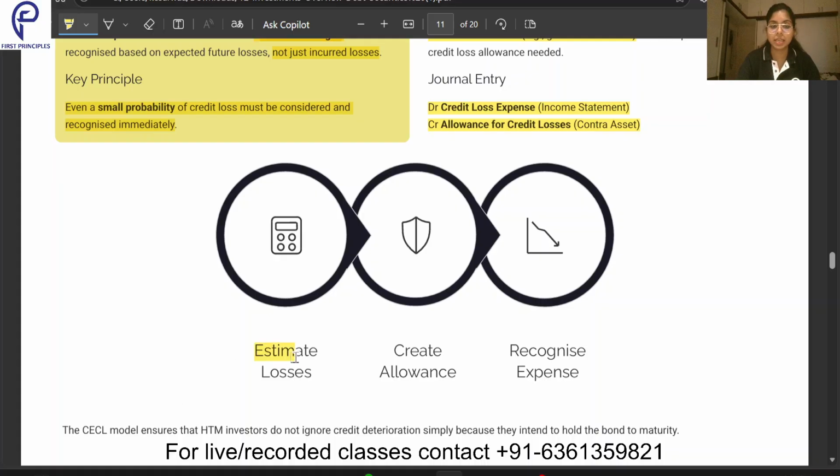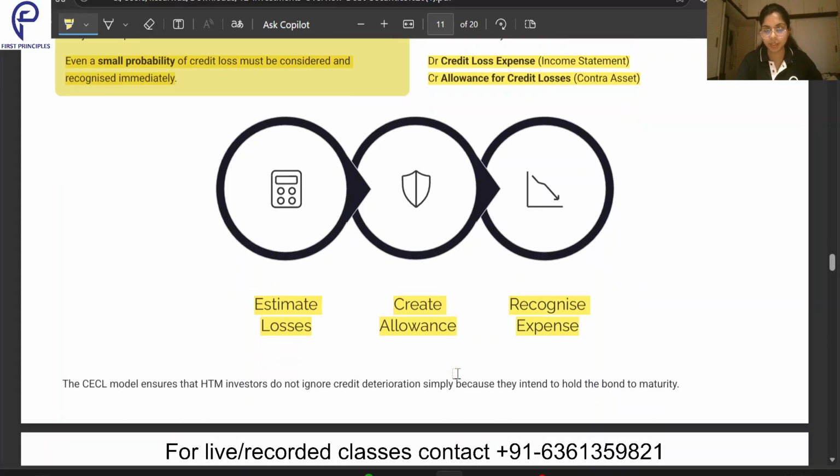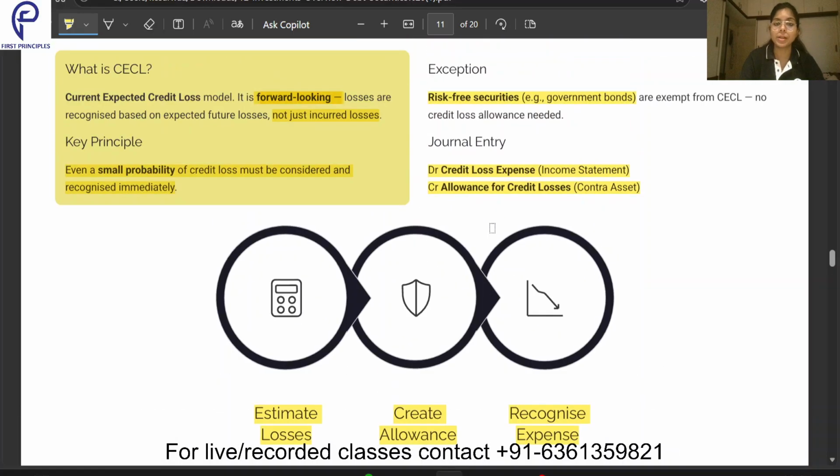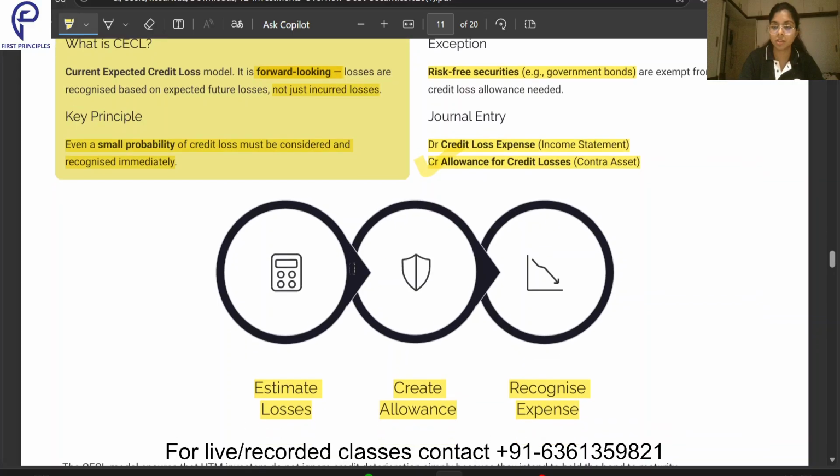So how do we do that? We estimate the losses, then we create the allowance, and then lastly we recognize the expense. The CECL model ensures that HTM investors do not ignore the credit deterioration simply because they intend to hold the bond to maturity. So what does the CECL model ensure? That held to maturity investors do not ignore the decline in the creditworthiness of the bond issuer. If there is any decline in creditworthiness, like a chance that my entire money cannot be recovered, that will be a trigger point and we will record it as a credit loss expense.